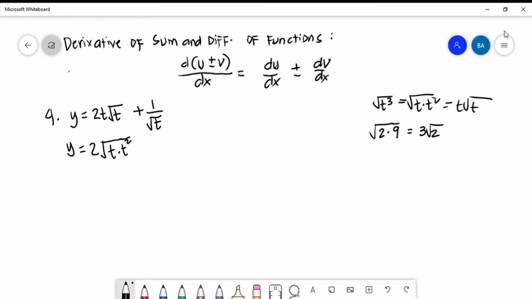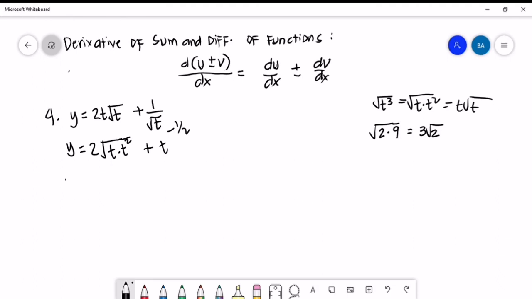So in this kind of example, before we start deriving this equation, we need first to simplify it. For me, I think we could make this into an exponent, so instead of division, we use exponents. We know that 1 over the square root of t is also equal to t raised to negative 1 half. For me, one of the easiest methods is the power rule.